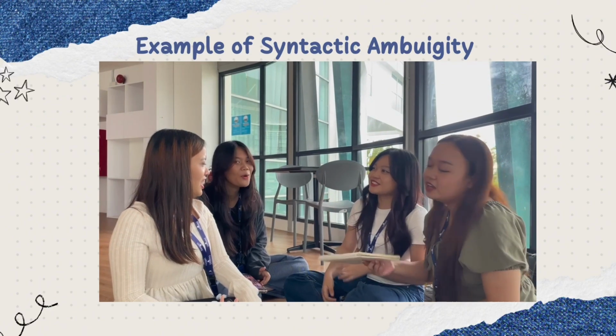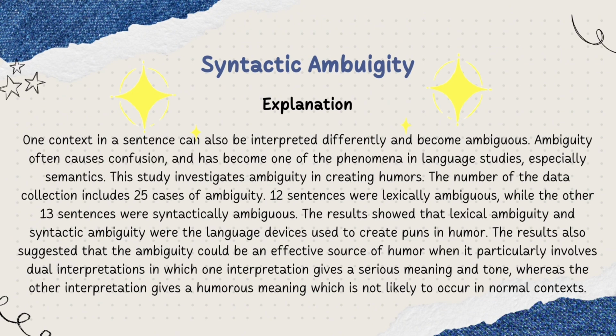In this slide, syntactic ambiguity will be explained in further detail. So, in one context a sentence can also be interpreted differently and become ambiguous. Ambiguity often causes confusion and has become one of the phenomena in language studies, especially semantics.